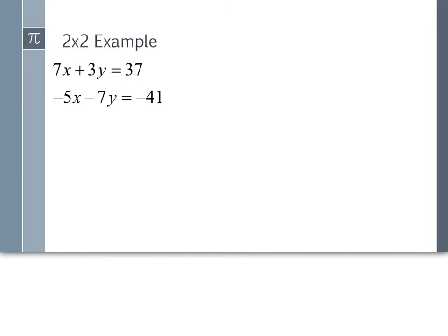Okay, so let's do a 2 by 2 example of Cramer's rule. So we've got the system 7x plus 3y equals 37, negative 5x minus 7y equals negative 41. Now, if you did try to use elimination or one of the other methods we talked about in Chapter 3, you would probably hate me because, look, 7, 3, negative 5, negative 7, they're pains to try to do elimination with. They are all prime numbers, so there's really no good way to get one of the two variables to eliminate without having to multiply each of the equations by something different. Okay? So instead, why don't we try Cramer's rule?